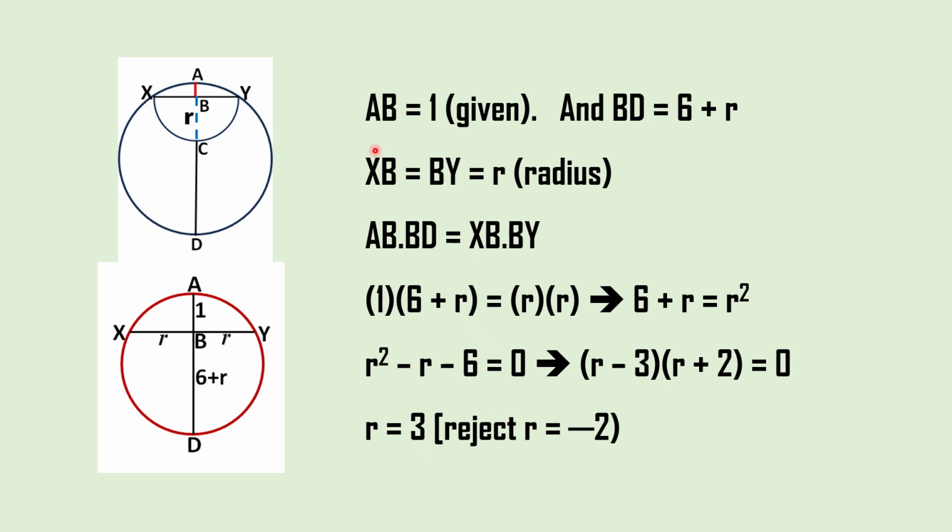What we did? AB into BD equal to XB into BY, the intersecting chords. AB is 1, BD is 6 plus R, and XB equal to R, BY equal to R, each equal to radius. So 6 plus R equal to R square. Factorizing, we get R minus 3 into R plus 2 equal to 0. So R equal to 3 because we reject the negative value, R equal to minus 2. So we get the required radius of the semicircle as 3 units.